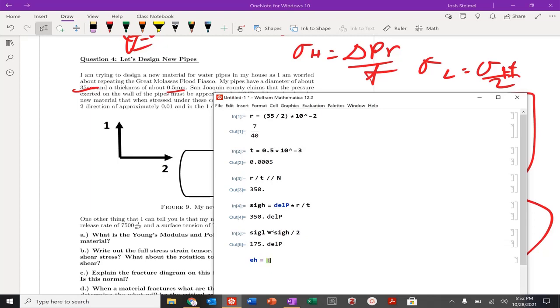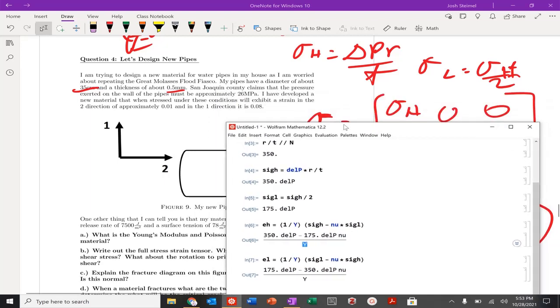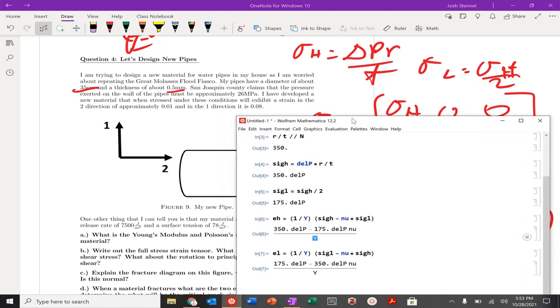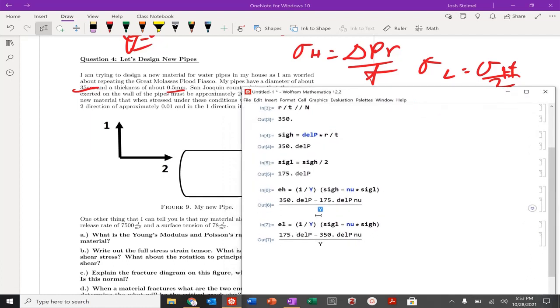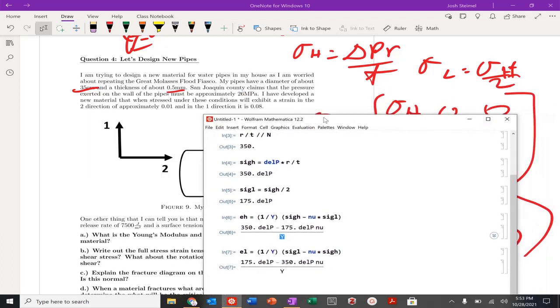Epsilon H equals, and this is why it's really useful to write it in Mathematica, because you start to see what your equations look like. Epsilon L is equal to 1 over Y times sigma L minus nu times sigma H. So I have several unknowns here: my delta P, my nu, and my Y. I'm also told the values 0.01 and 0.08. So I can set those and solve for 2 unknowns. And again, we're assuming that delta P is going to be 26 MPa.